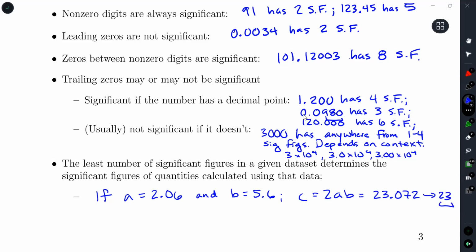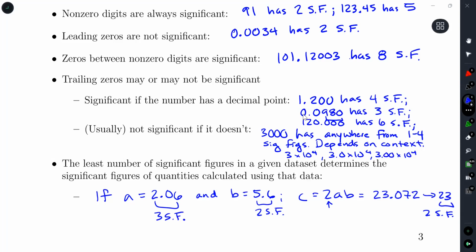23. And how did you decide that? Because B only has 2 sig figs. Yep. A has 3. How did you decide about this 2 up front? Why didn't you call that 1 sig fig? That one I don't know.